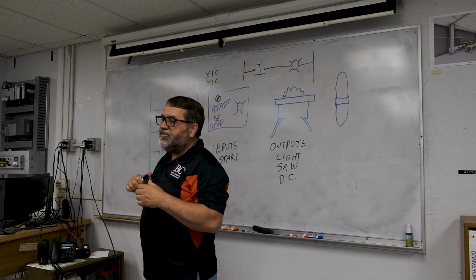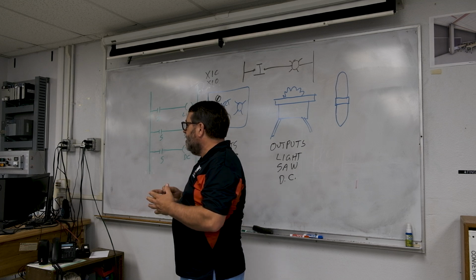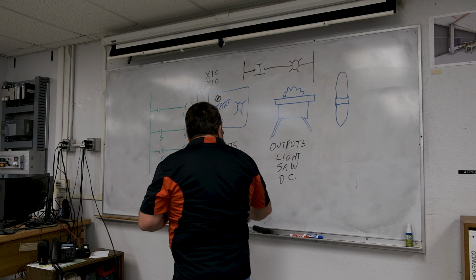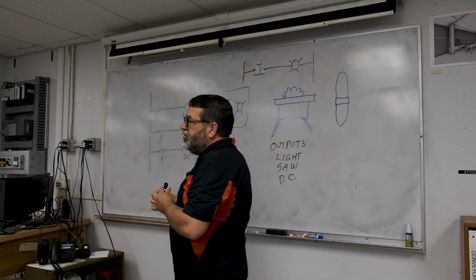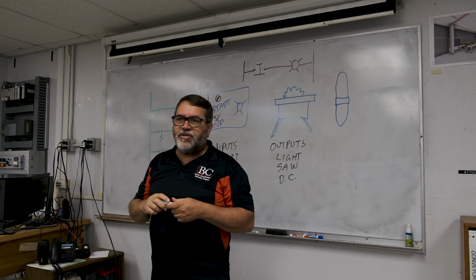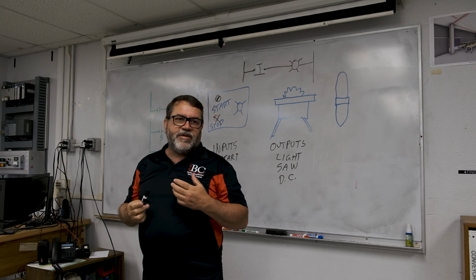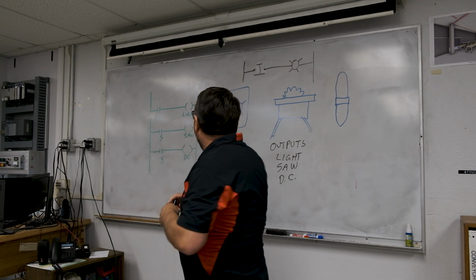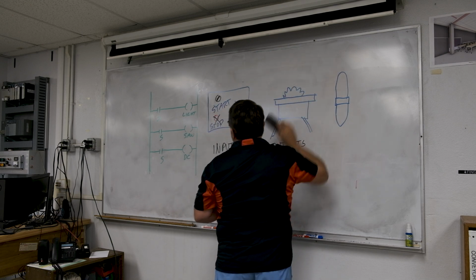So for now, I would suggest that you just remember that these 3 letters exist, but don't try to remember what they mean or what they're doing. All I want you to remember is that there's 2 kinds of inputs. One's a normally open and one's a normally closed. And the normally open is the most common that we're going to use. So that's what that means.